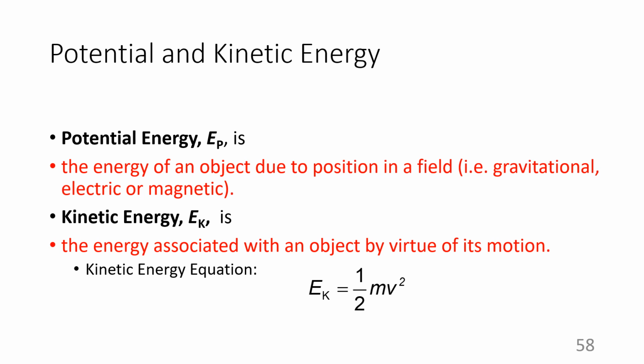Potential energy is the energy of an object due to its position in a field, such as gravitational, electric, or magnetic. Kinetic energy is the energy associated with an object by virtue of its motion, and we do have an equation for kinetic energy. Kinetic energy is equal to 1/2 of mass times velocity squared.